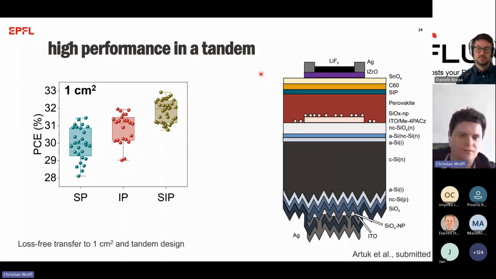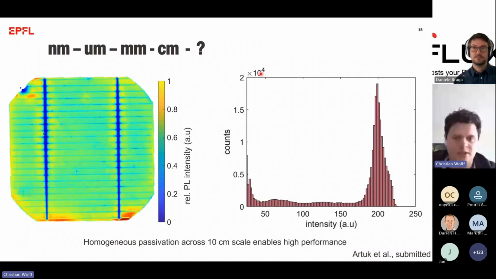So the devices I've shown you before, these are single junctions. They are also a little bit smaller, but yet again, we are able to transfer this homogeneous passivation from the millimeter to the centimeter scale. And now the question is, can you take it even beyond that? And the answer is yes. So here we took it to, I wouldn't call it extremes, but extremes with the equipment we currently have at hand. What you can see here on the left-hand side is a photoluminescence image of a tandem that is on a full wafer. So this is something like 10 centimeters across.